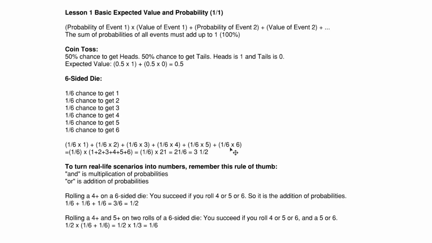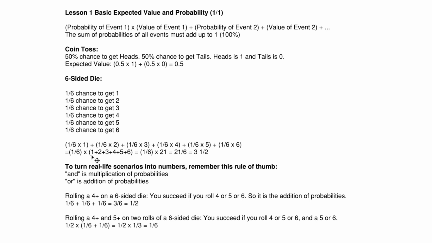If you do a little bit of arithmetic and you pull the 1/6 out, since it's common, you get 1/6 times, inside the parenthesis, 1 plus 2 plus 3 plus 4 plus 5 plus 6. And that equals to 1/6 times 21. And you can add these up straight, or here's a lightning math trick that I learned.